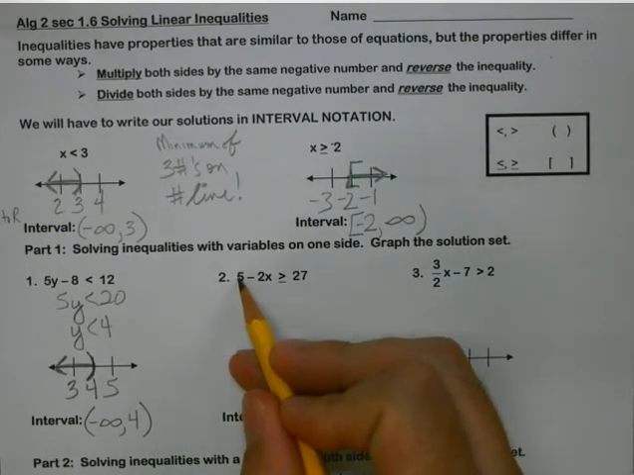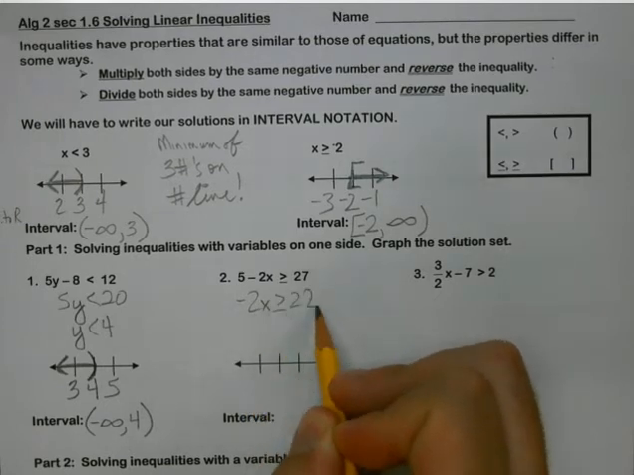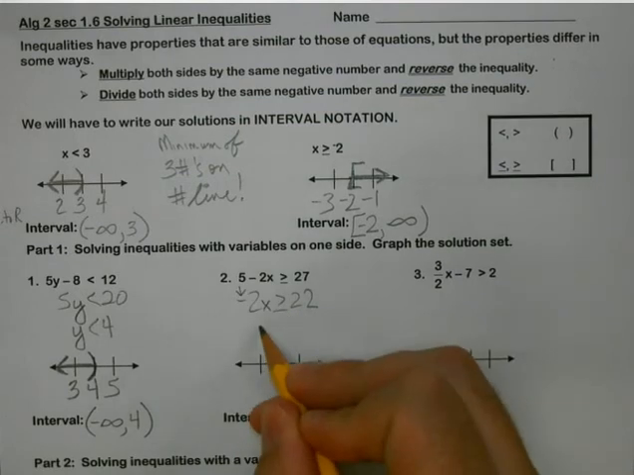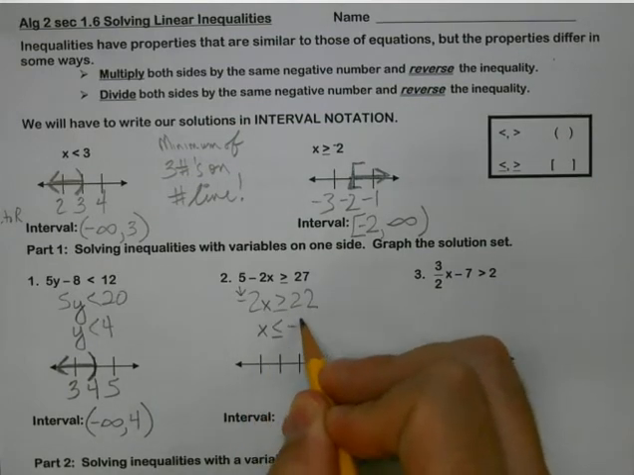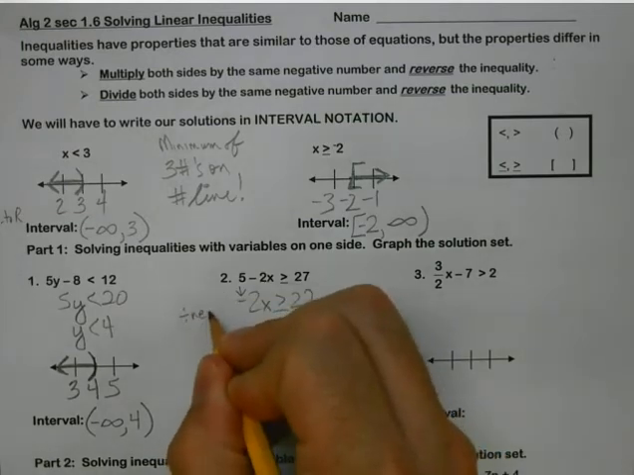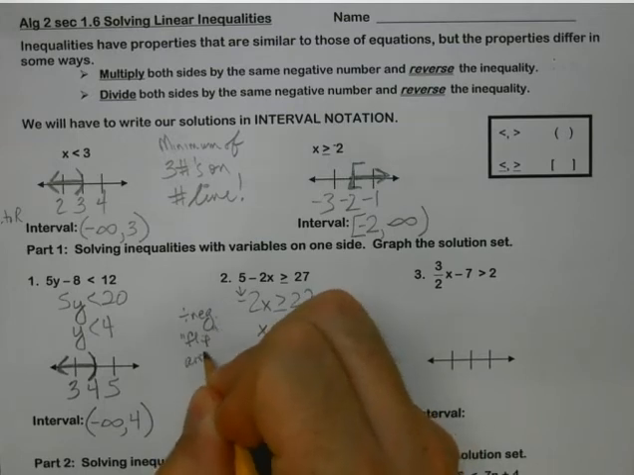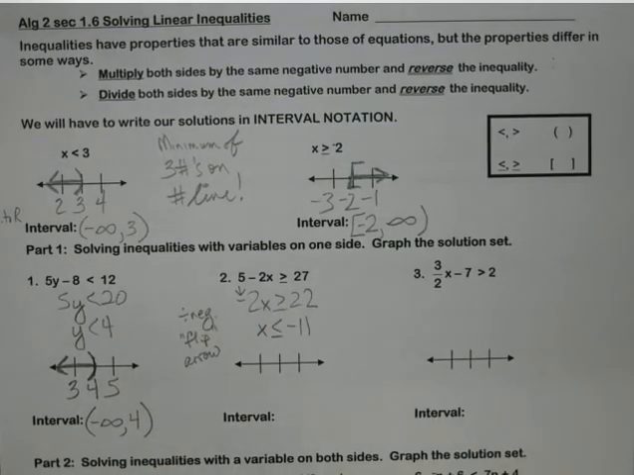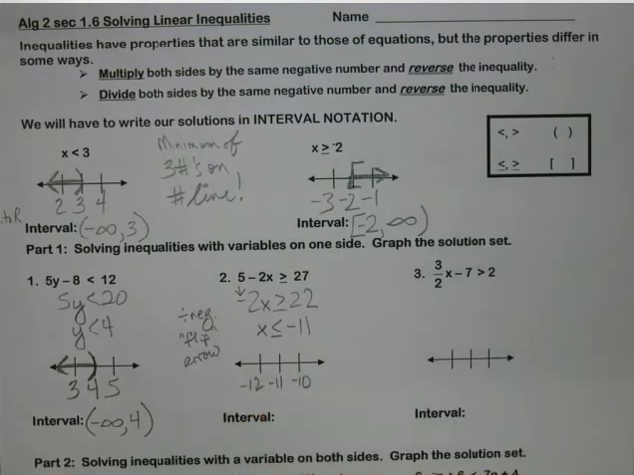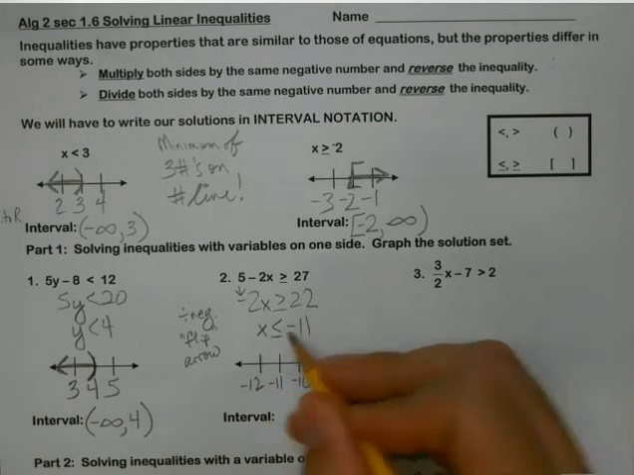Next example, that's a positive 5, so we're going to subtract it from each side. And when I divide by a negative, okay, this is important. Remember that inequality arrow is going to flip. So in this case, I'm dividing by a negative. I'm going to flip or reverse the inequality arrow. -11, -10, -12. Or equal to means we're going to be using a bracket.